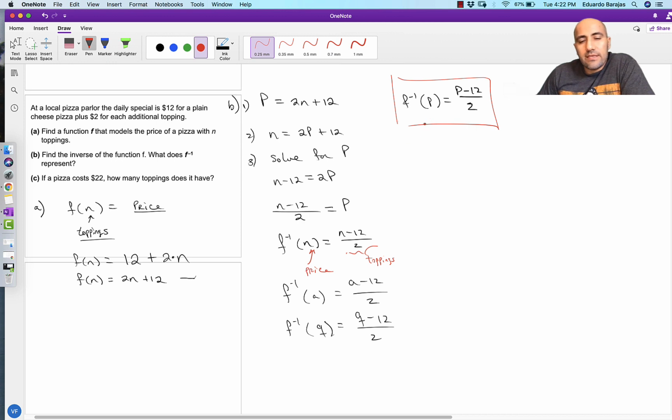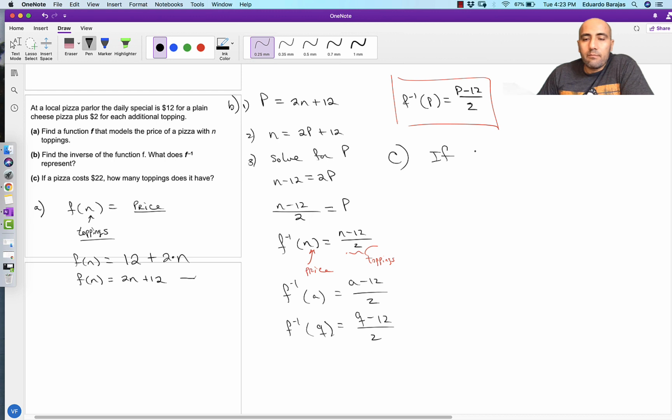Okay, and as we said, this is going to be the opposite. So we input a price, and out comes the toppings, and that's the explanation of what this is, right? The inverse function is going to be a function where you tell me the price that somebody paid, and I can tell you how many toppings they had. So for part C, we can use that function for that purpose. If a pizza cost $22, how many toppings did it have?